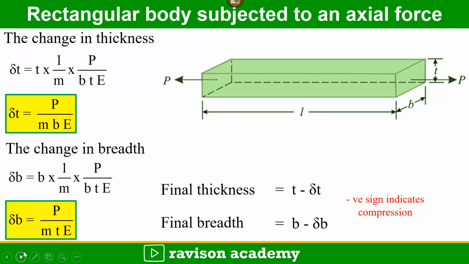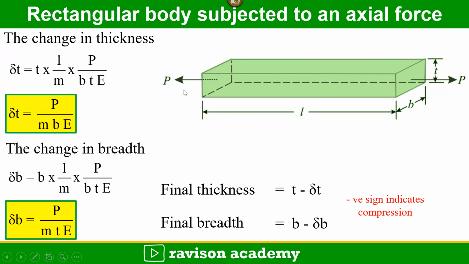Similarly, change in thickness del T in the lateral direction. Del T is equal to T into 1 by m into P by BTE. So del T is equal to P by MBE. Similarly, change in breadth del B is equal to B into 1 by m into P by BTE. So del B is equal to P by MTE.